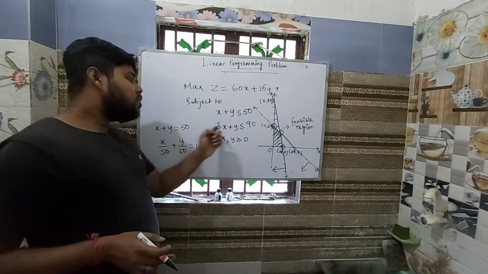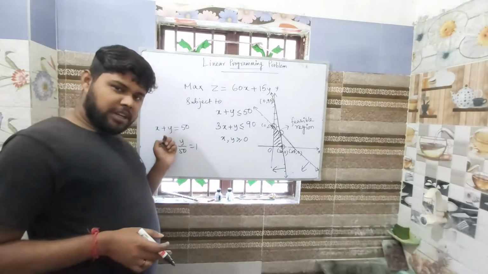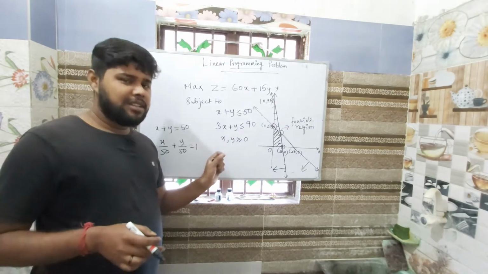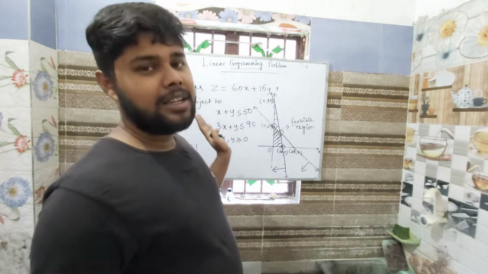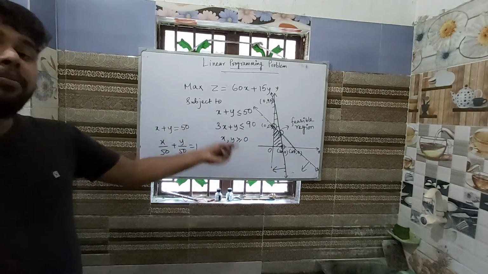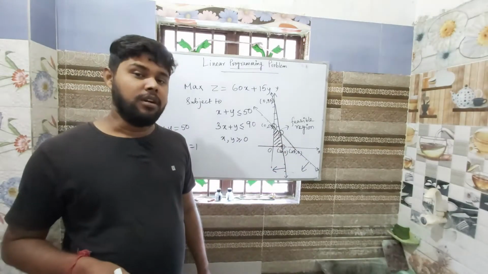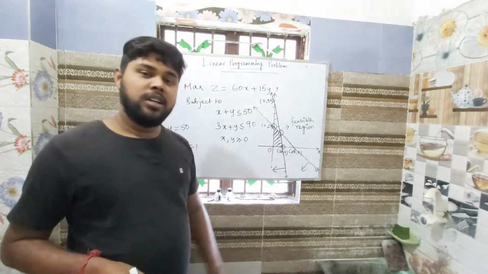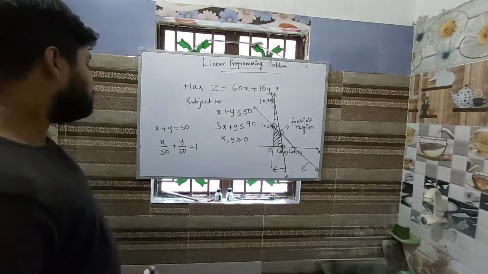Else you can solve these 2 inequalities. Now not considering them as inequalities, you can solve them directly considering them as equalities, and whatever is the point of intersection you get, that is your fourth corner point. So let us find out.